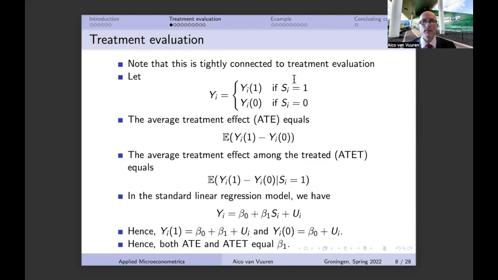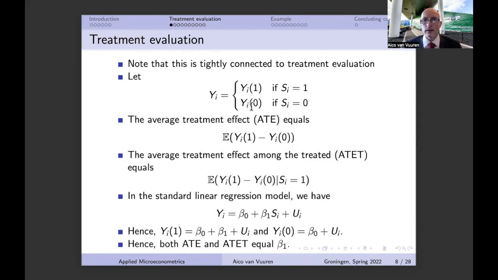This immediately implies that there is actually a problem with respect to this model over here. The reason is that we only observe SI and Yi, and we do not observe Yi1 and Yi0, even though Yi1 and Yi0 are actually important for our treatment evaluation.